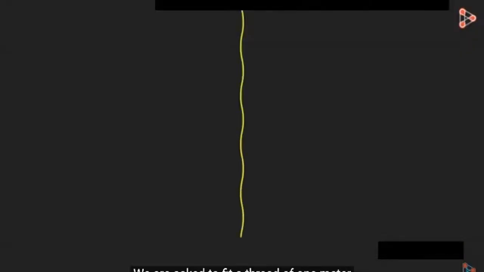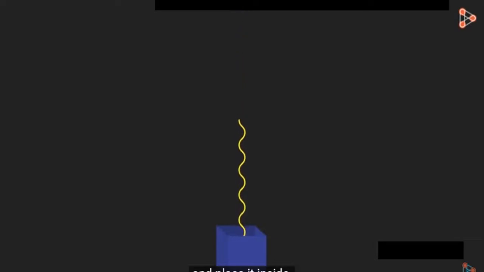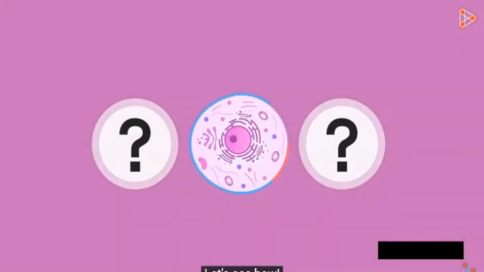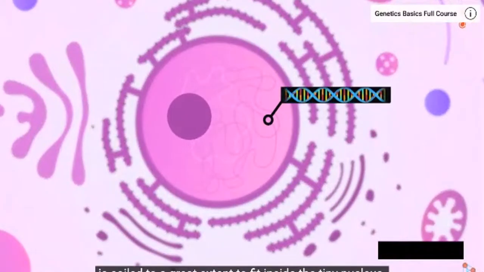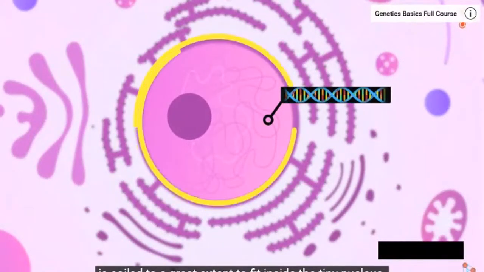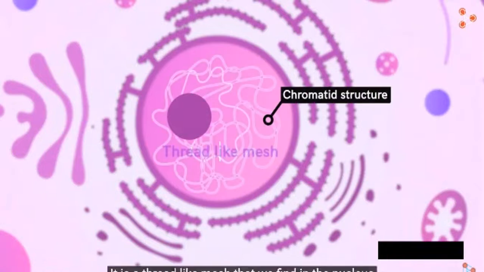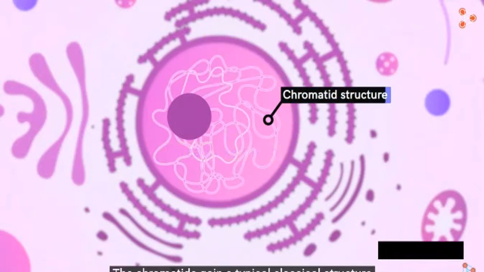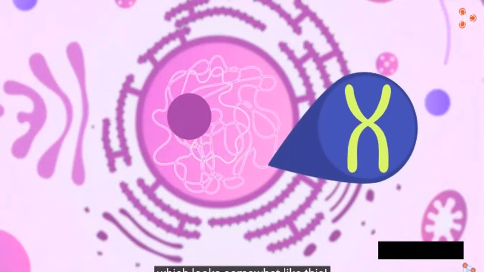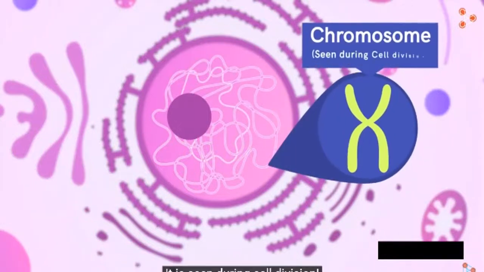We are asked to fit a thread of 1 meter in this small box. It will be easy if we simply coil the thread and place it inside. Did you know that a similar approach is taken by our cells? Let's see how. We know that the long stretch of DNA is coiled to a great extent to fit inside the tiny nucleus. This process of coiling gives rise to the chromatid structure. It's a thread-like mesh that we find in the nucleus of a metabolically active cell. The chromatids gain a typical classical structure which looks somewhat like this. It's seen during cell division. And these are nothing but the chromosomes.